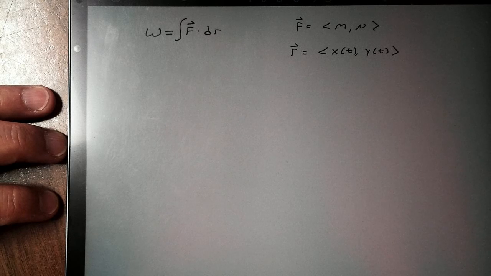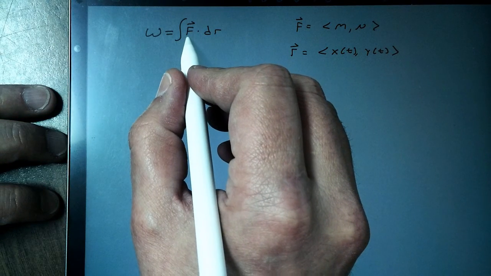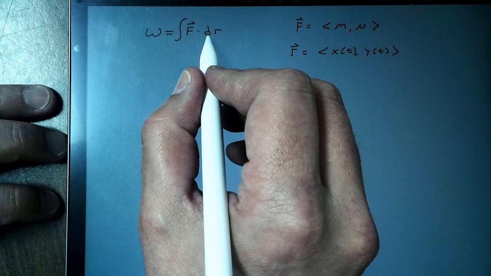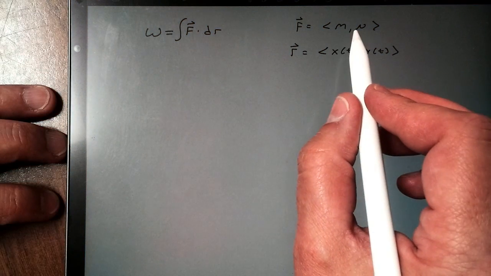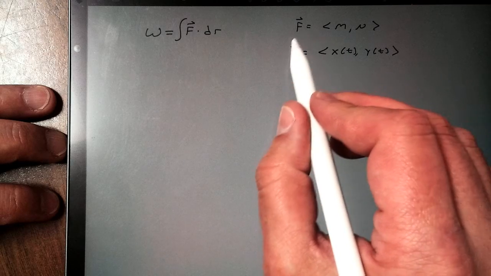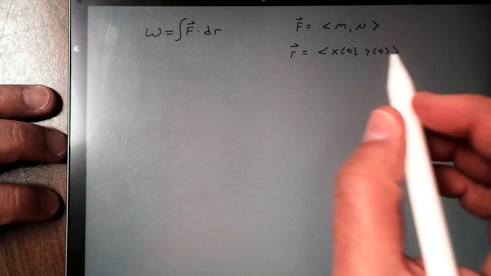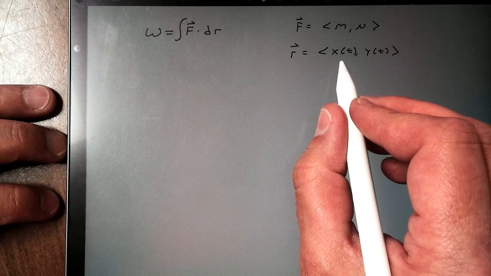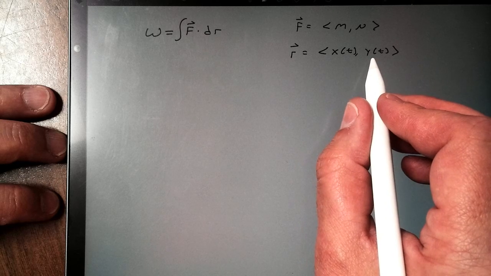Hey, let's take a look at a shortcut way we can use to find work. Now we know we're going to define work as the vector field dotted with the displacement vector dr. So let's say we have this vector field M, N and we're traveling on this path. We're traveling on this path r, which we're going to define parametrically as x of t, y of t.